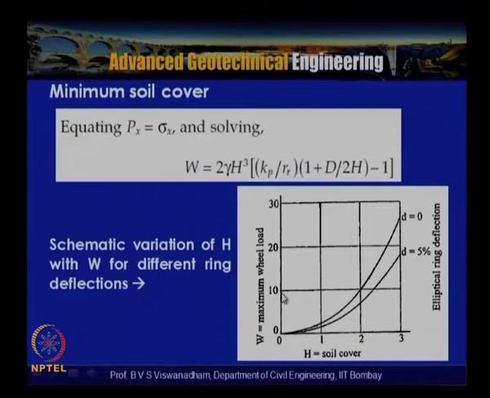So by equating Px equal to sigma x, we have W equal to 2 gamma h cube into Kp by Rr into (1 plus d by 2h) minus 1. The schematic variation of h with W for different ring deflections is given in this slide.